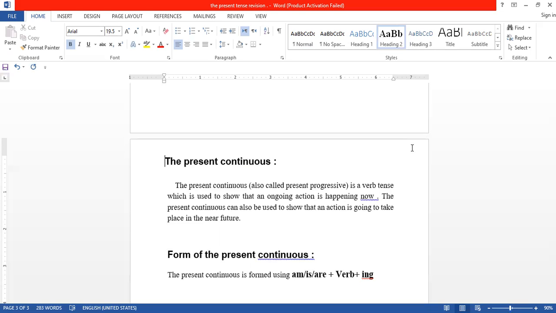The present continuous can also be used to show that an action is going to take place in the near future. What does it mean, to take place in the near future? For example, I look at the sky now and I remark that it is cloudy. So I can use the present continuous, saying, oh, the sky is cloudy, I think it is raining very soon. We don't say it is going to rain, this is the future tense. Don't mix. I just say it is raining very soon. All right?